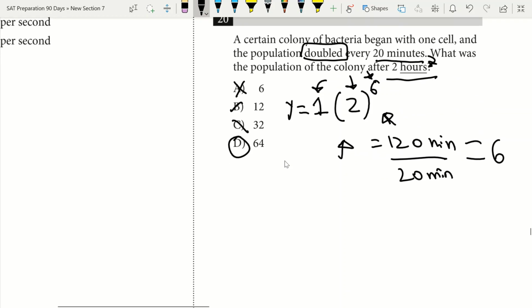So this 1 here was our initial value. This 2 was because we were doubling, and this 6 was because we were doubling 6 times total.